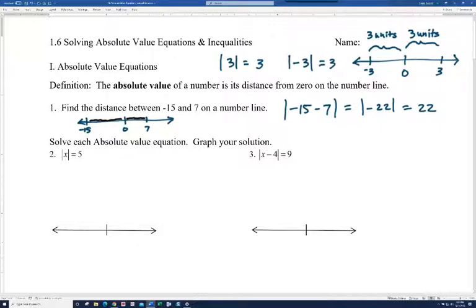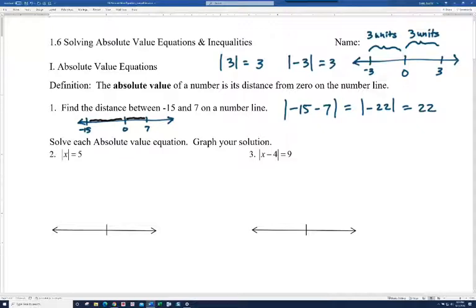All right, so let's look at number 2. It says solve each absolute value equation, graph your solution. So we're going to start simple here. So notice we're looking at absolute value equations, and so let's see, here we have absolute value of x is equal to 5. Well, think about this.